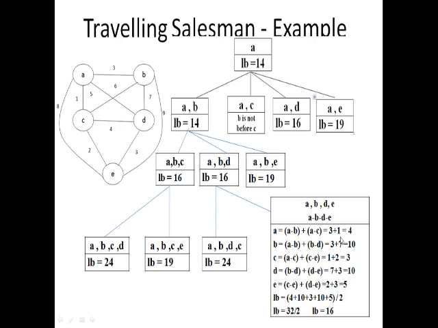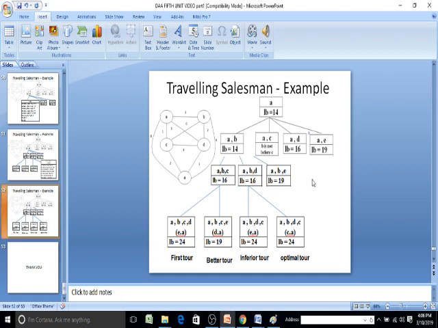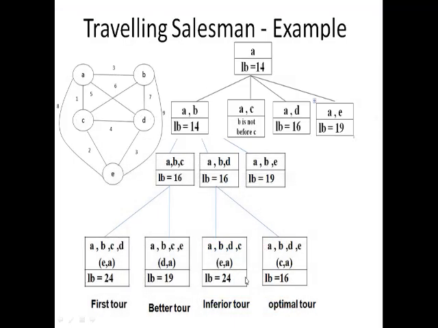Lower bound equals 4 plus 10 plus 3 plus 10 plus 5, divided by 2. The sum is 32, and 32 by 2 is 16. Now, after calculating all the lower bounds by the same procedure, the remaining lower bounds are calculated. These values are 24, 24, 24, 19 and 24. Here we are going to see the final value.